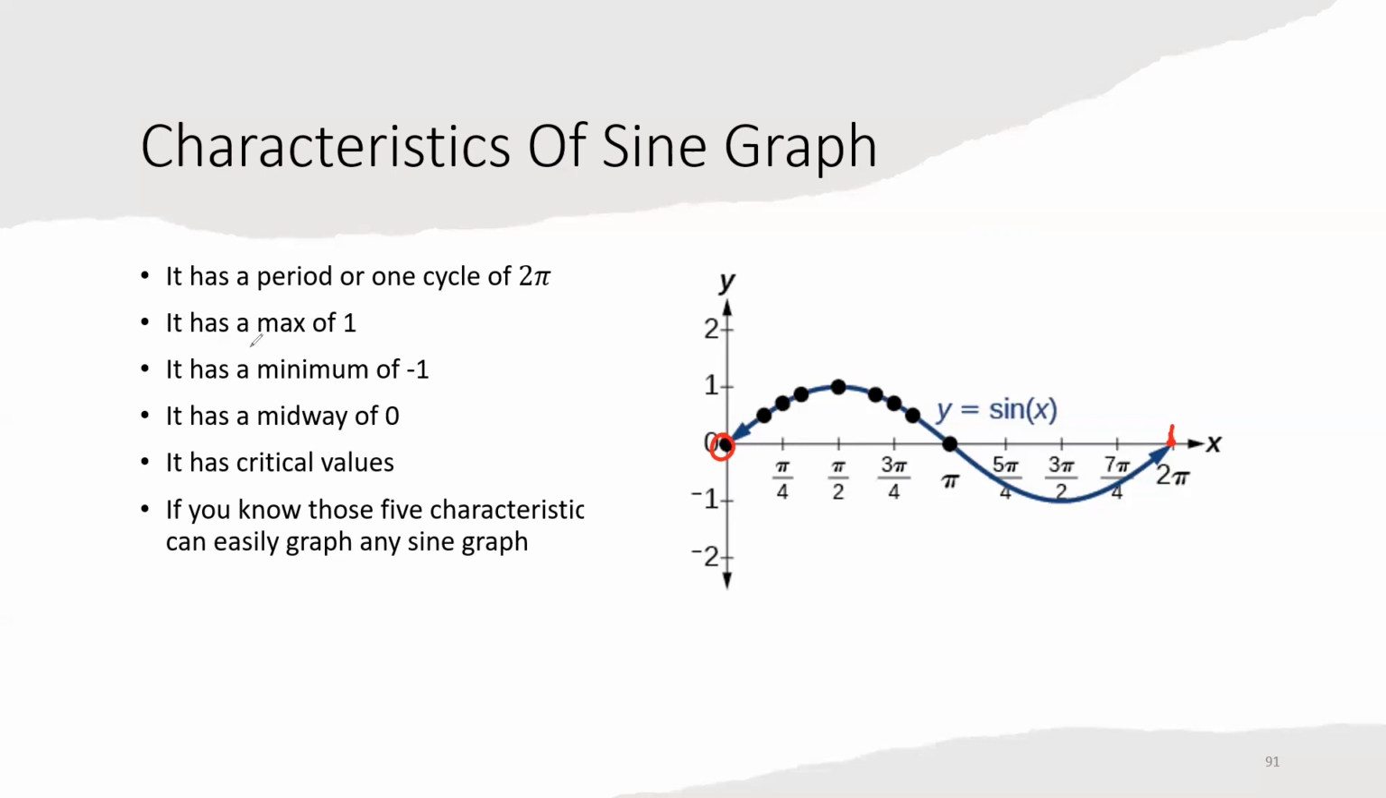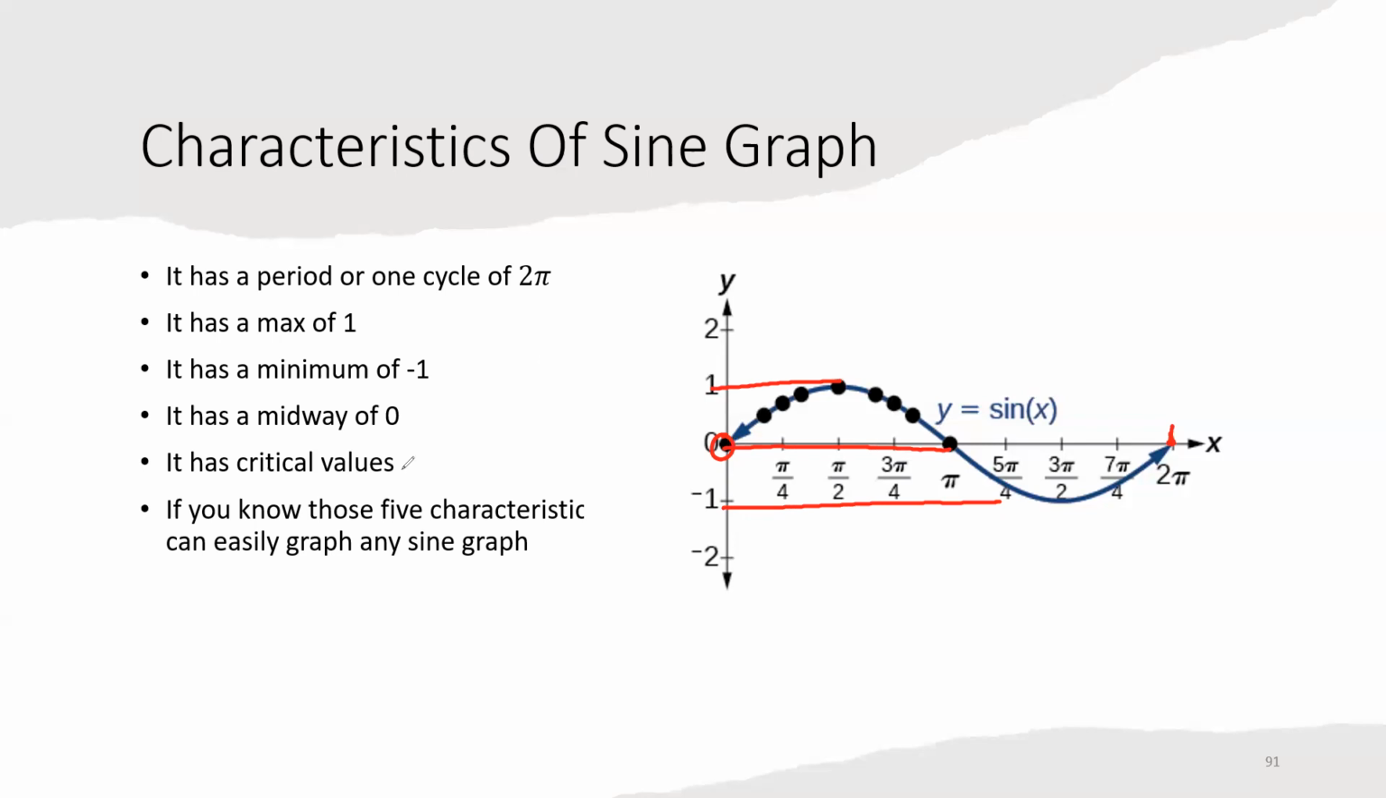It has a max, so if it doesn't have a vertical shift, your max is 1. So we're talking about the parent graph. And then it has a midway of 0. Midway, I like to think of it as the halfway point between the max and min. And then your minimum is -1. So midway is like the average between the max and min. That's how I think of it.